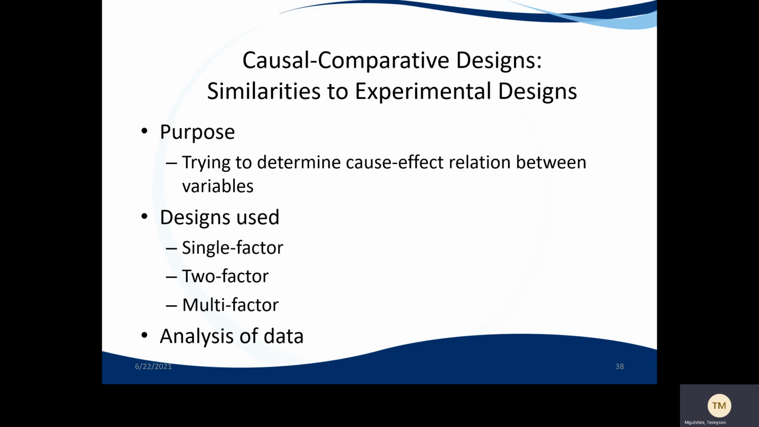And of course, in this world, you can have a single factor, two-factor, or multi-factor causal comparative design. Basically, a single factor causal comparative design means that you have one factor that you're interested in, and you are looking at its impact on two or more groups. If you have two factors, you might have two related factors, and you want to know how those two related factors affect two or more groups. And then with multi-factor, you have multiple factors that you're interested in, and you want to see how they affect these two or more groups.